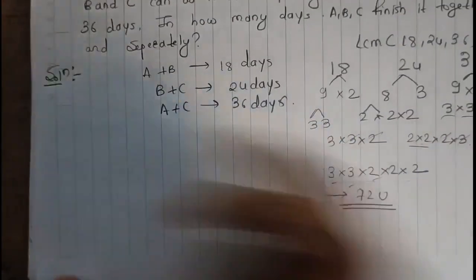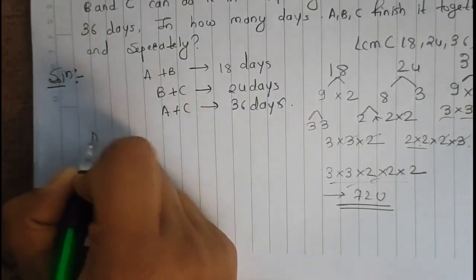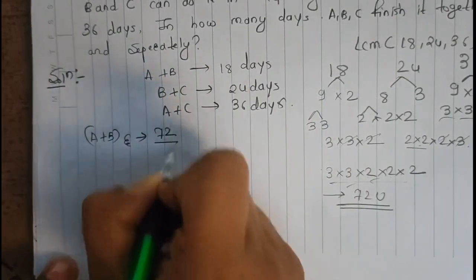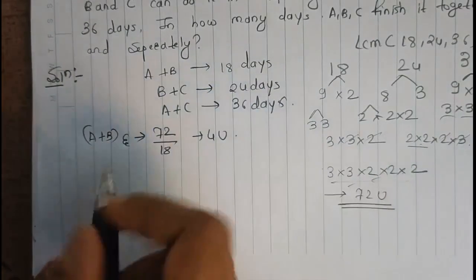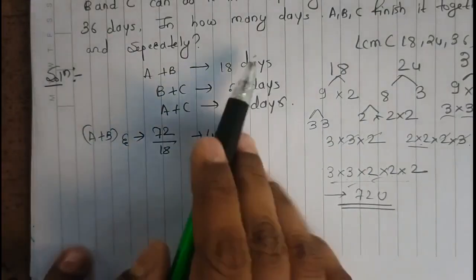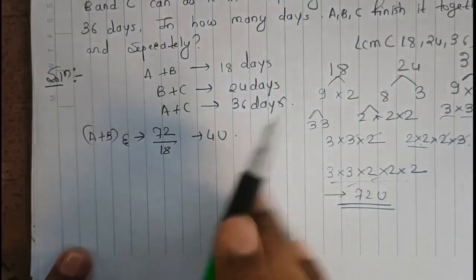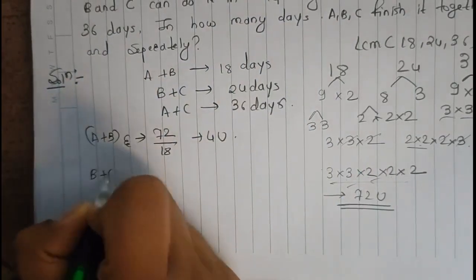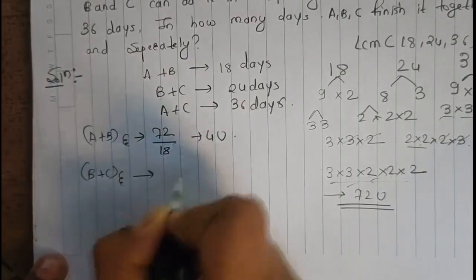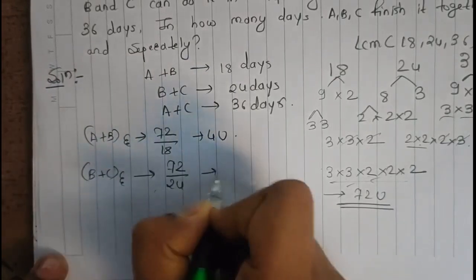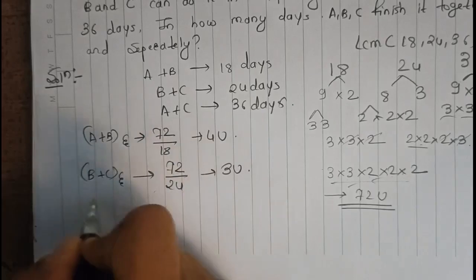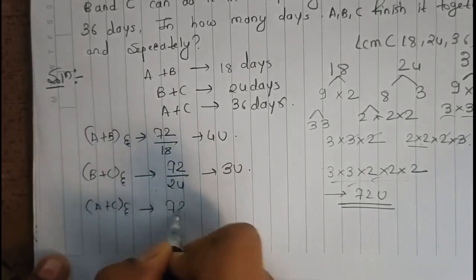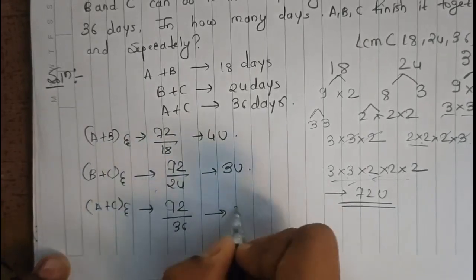So what would be the efficiencies? A plus B's efficiency would be total work 72 by 18, which is 4. As days are mentioned here, we have to go for days. So in 1 day, A plus B can complete 4 units. Similarly B plus C can complete 72 by 24, which is 3 units, right? And A plus C's efficiency is 72 by 36, that is 2 units.